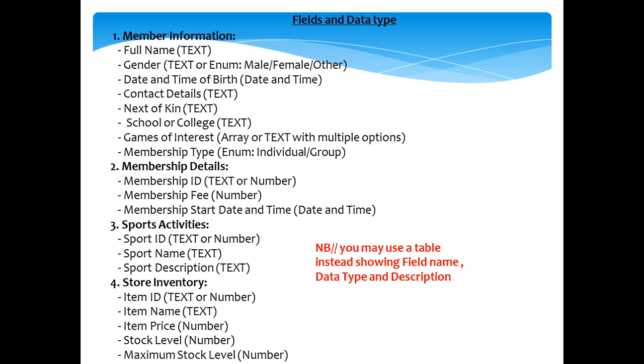So this is an example. Here, I have written for you 4 tables. We have member information, membership details, sport activities, and store inventory, and their data types. For example, full name is text, gender is text, date of birth is date and time, contact details text, next of kin text, school or college text, etc. You can see the way I have shown my examiner how the fields and data types are described.